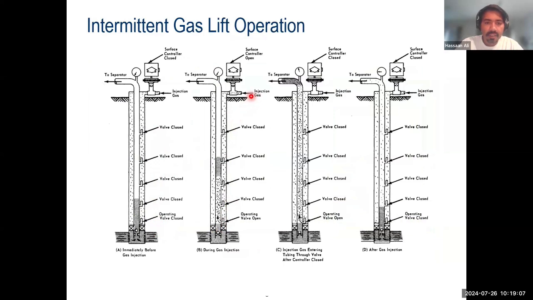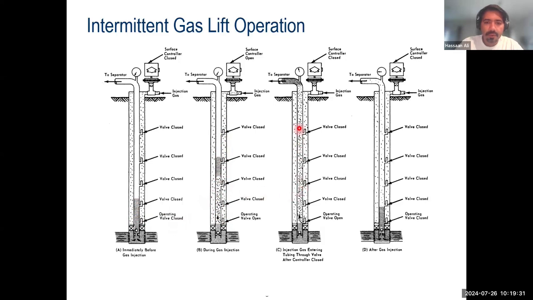You will open your surface controller and start injecting gas. Since all the other valves are closed, that gas will go to the deepest point in the well. Once it goes there, it will mix with the fluid. This fluid was already there. If you look before the gas injection, there was some fluid already there. What will happen is that it will start pushing that fluid column to the surface.